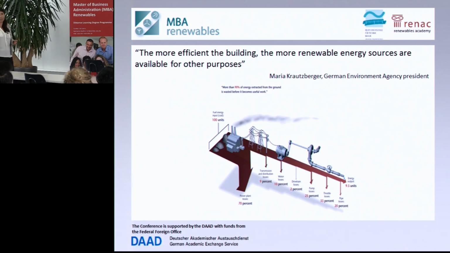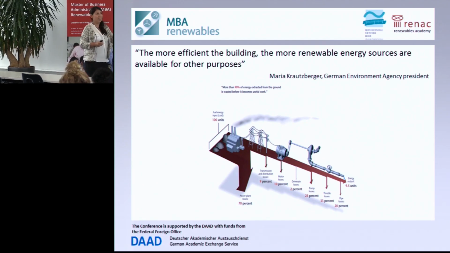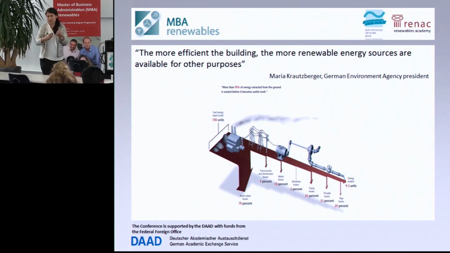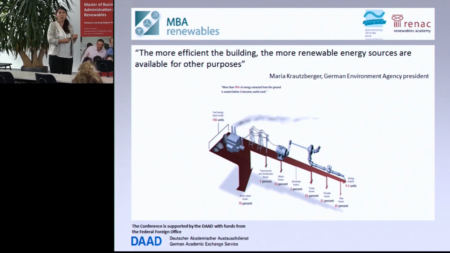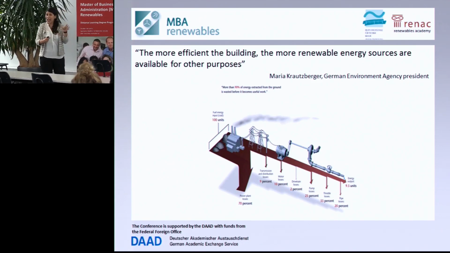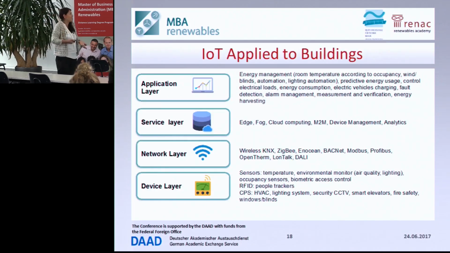So this Sankey diagram shows that for every 100 units of energy input, only 9.5 reach the energy output, to the final customer. So imagine, first, you have to be efficient in order not to waste so much energy, and second, have on-site renewable energy, to make much more.